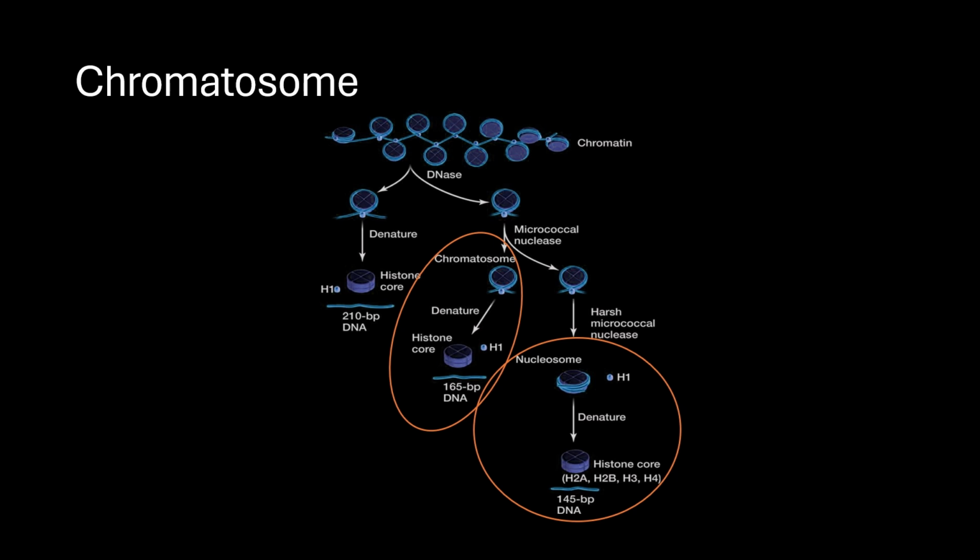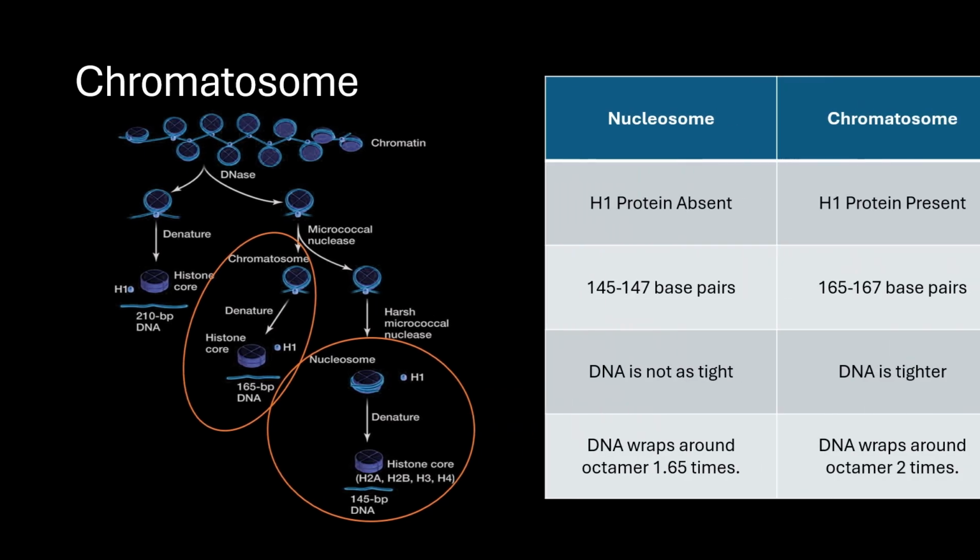Without the H1 protein, the DNA wraps around the nucleosome a total of 1.65 times. Meanwhile, when the H1 protein is present, the extra 20 base pairs and the tighter intermolecular forces allow the DNA to be wrapped around the chromatosome a total of 2 times. This is a bit confusing, so I made a table.